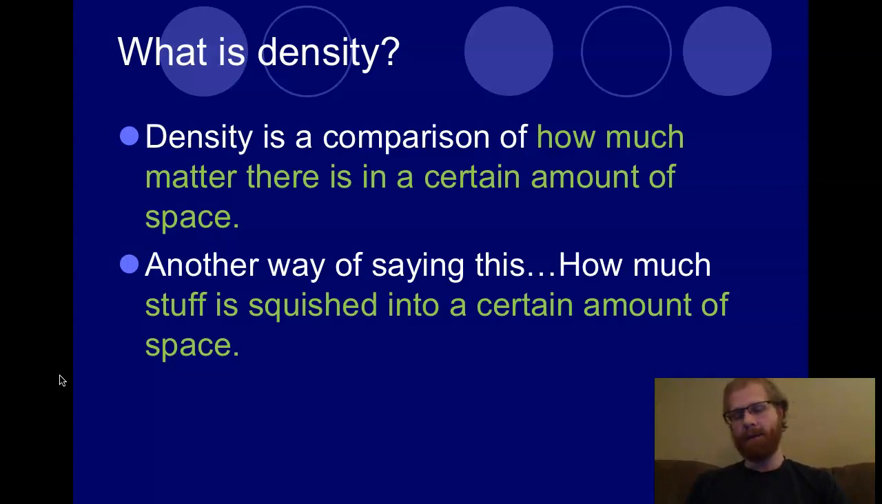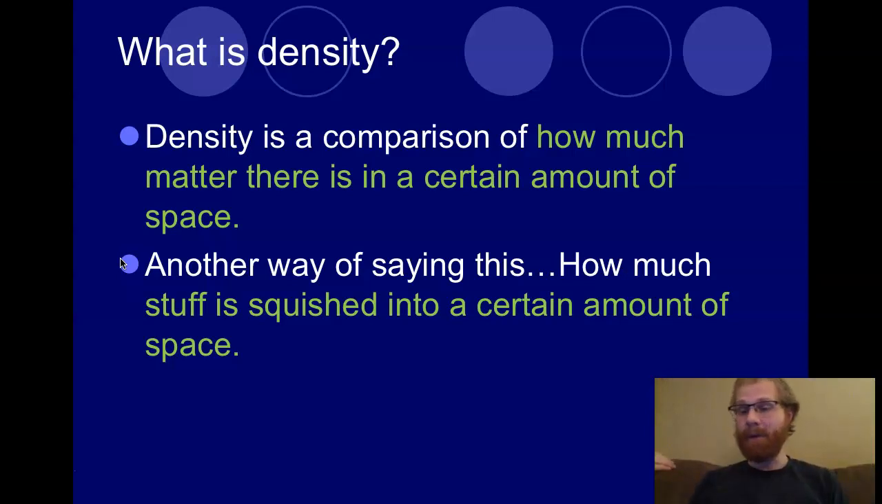This is something that we briefly discussed on Wednesday of last week. Density is simply a comparison of how much matter is in a certain amount of space. Another way of saying this is how much stuff, how many atoms, are squeezed into a certain amount of space. The air in the room has very few atoms, but it takes up a lot of space.